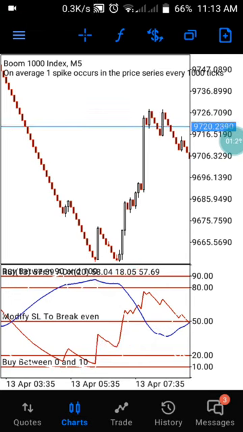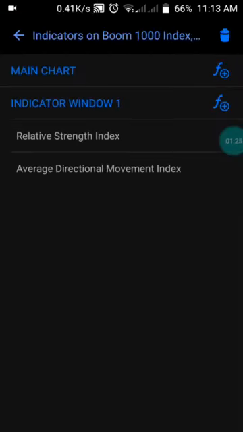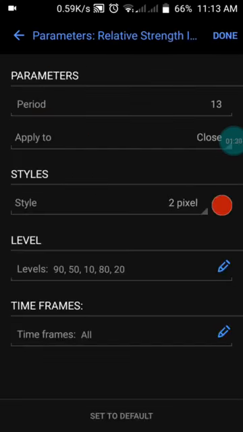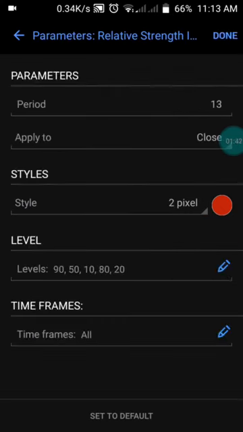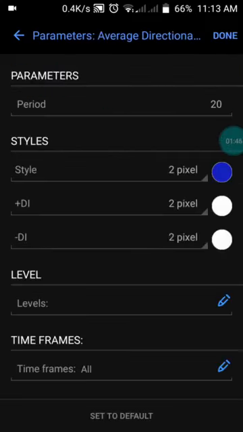So let me show you the settings of the strategy, so that you can also set it up on your phone or your system. We have the RSI, which is our relative strength index. We have the period of 13, apply to close. We have our style to be in red color, and I have my levels here, which are 90, 50, 10, 80, 20. You see that? So you can press done, and I'm also having the second one, which is the average directional movement index.